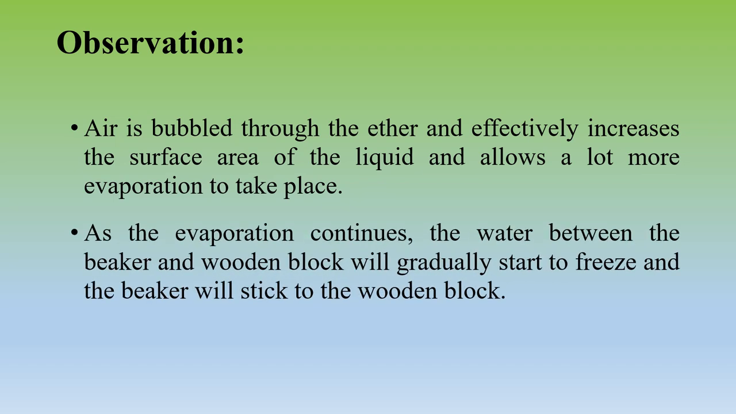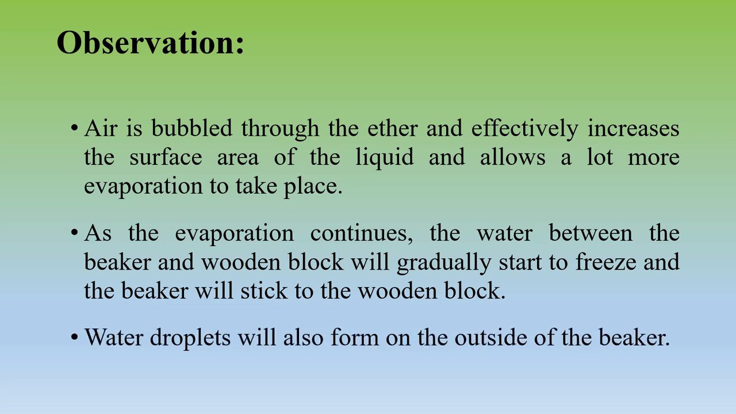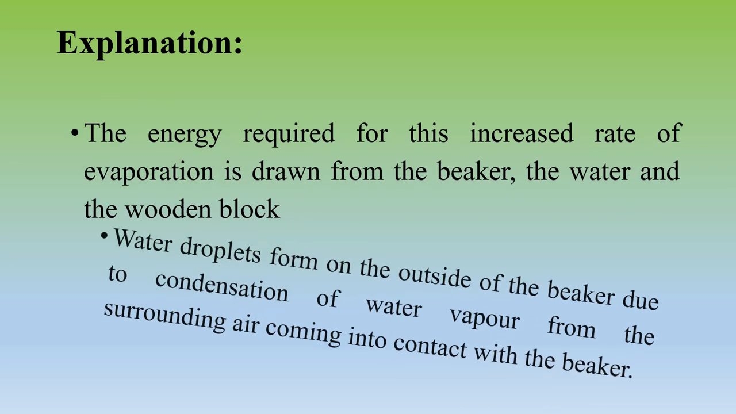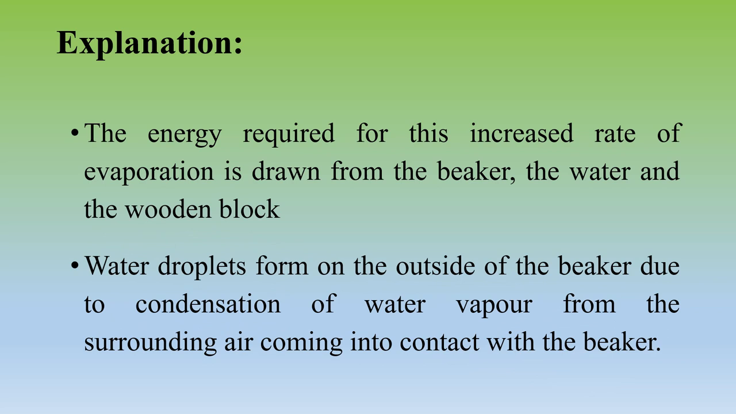As the evaporation continues, the water between the beaker and wooden block will gradually start to freeze and the beaker will stick to the wooden block. Water droplets will also form on the outside of the beaker. Explanation. The energy required for this increased rate of evaporation is drawn from the beaker, the water, and the wooden block. Water droplets form on the outside of the beaker due to condensation of water vapor from the surrounding air coming into contact with the beaker.